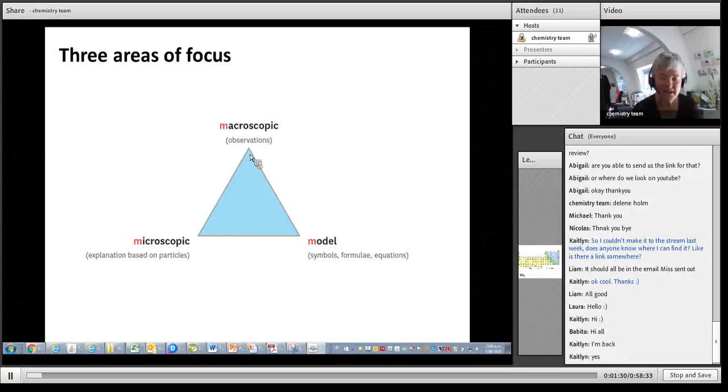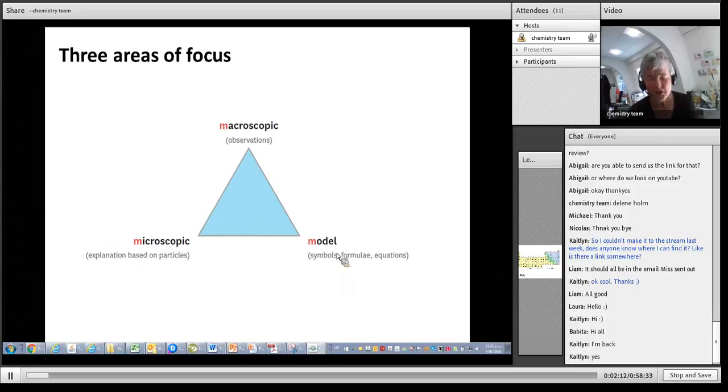Then the theory comes in when we try and say, how can we explain what we see? So this is your microscopic. I call this a 3M model because I made it MMM, but it's actually submicroscopic. So these are the explanations based on the particles. Like we can't see atoms, although we're getting quite close to it, but from measurements and so on, we've got an idea of what atoms look like and ions and particles and bonding. So that's where all the theory comes in. And as we learn more, the theory can change. So that's your microscopic.